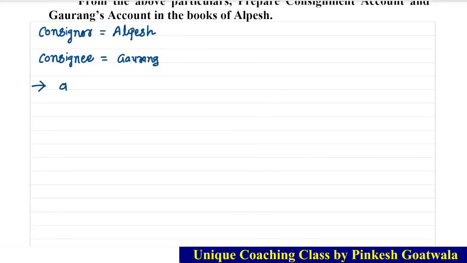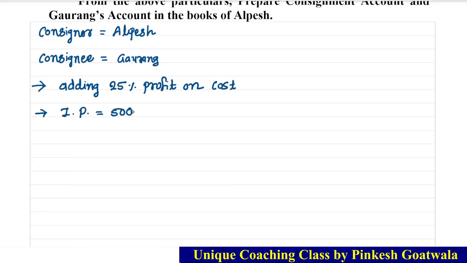The point is given that adding 25% profit on cost, and invoice price is given as 50,000. So it means we have to find out what? Cost price. What do we have to find out? Cost price. So let's find out. In a previous video I explained this calculation. So how much profit? 25. On which? On cost. Okay, so profit is given on cost, so we have to suppose cost.